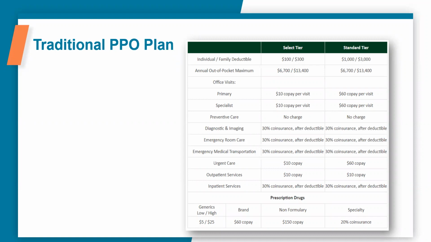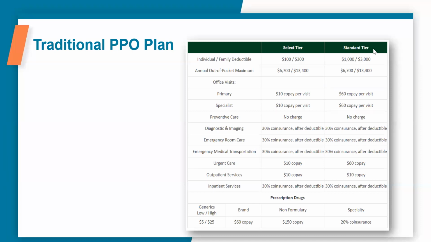I wanted to just do a quick recording to show you the differences between the plans. There are three different plans available to you. One is a traditional plan, meaning that there are co-pays involved in the insurance coverage, and the other two are high deductible health plans.